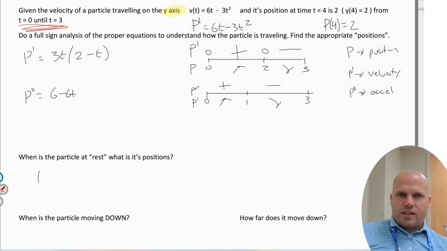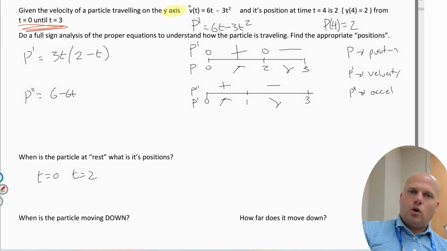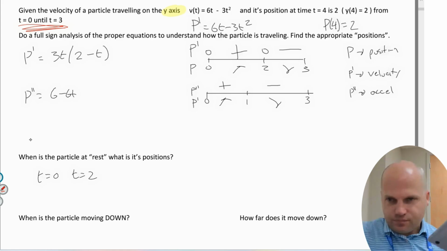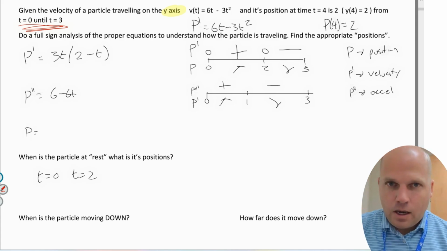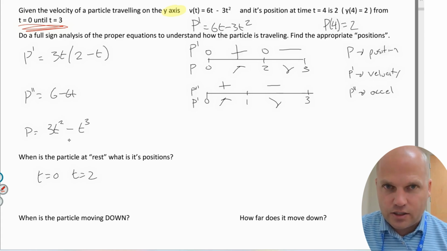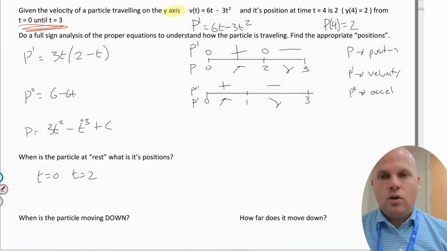When is the particle at rest? t equals 0 and t equals 2. What is its position? Oh, hold on. I also need to go backwards, which means I have to find p. I have to take the antiderivative. I get t squared with a half and a 6, which is 3. I get a t cubed, which is nice because I have a 1/3 and a 3, which is 1. And I have a plus c.